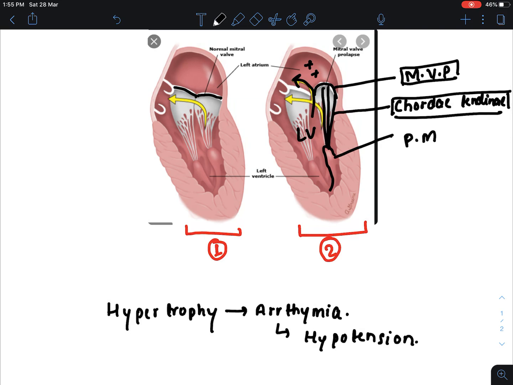And you can see the pathology lies in the chorda tendineae. I have told you about that, and there will be stretching of the chorda tendineae, which will produce a sound known as the mid-systolic click.